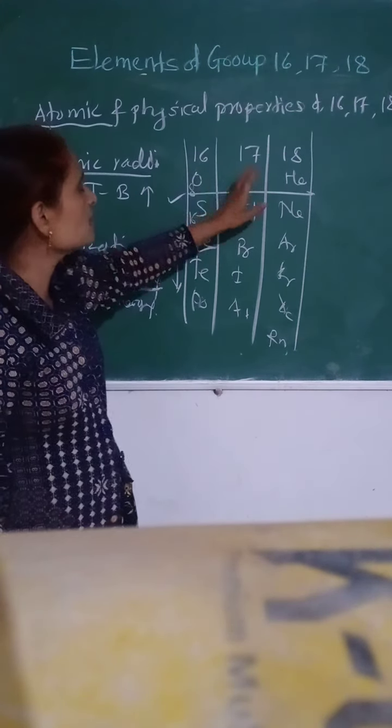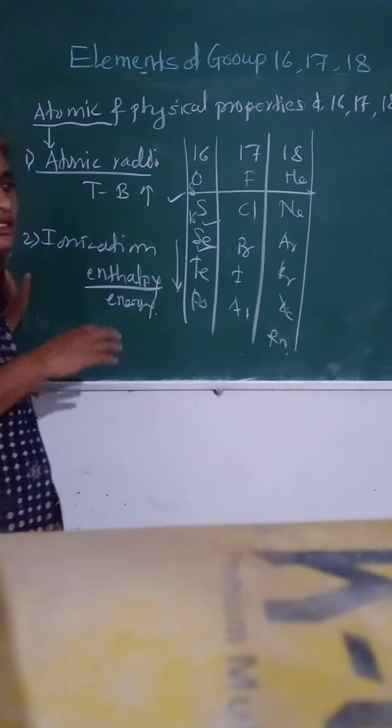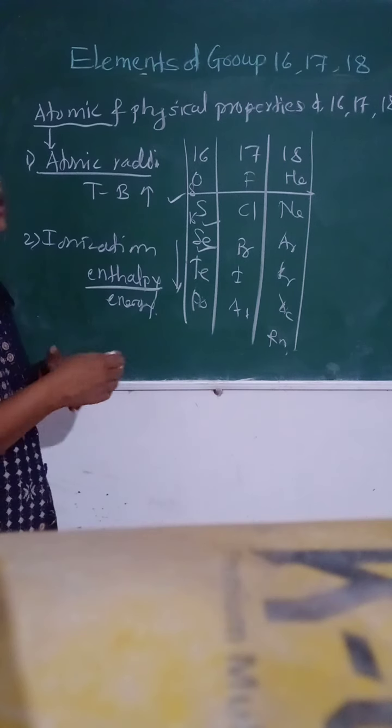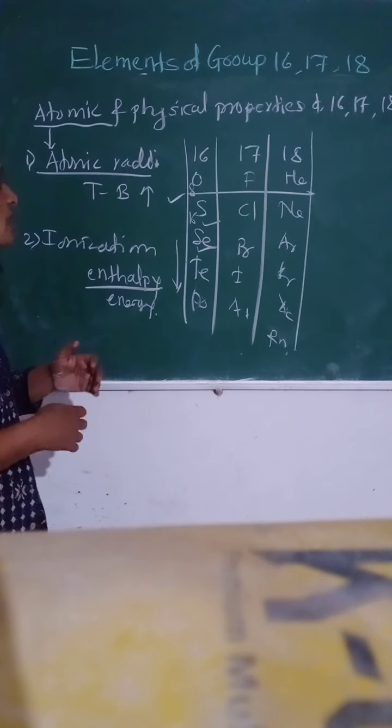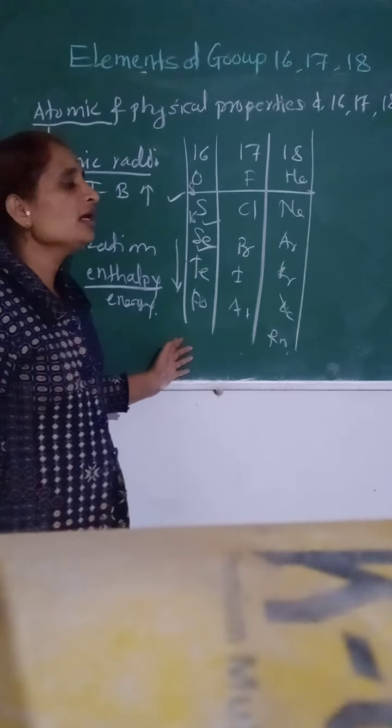But in group number 16 it is observed that ionization enthalpy decreases from top to bottom, because the number of shells increases, size increases, and as size increases the attraction decreases, and then the energy required to remove that electron will be less. So top to bottom it decreases.